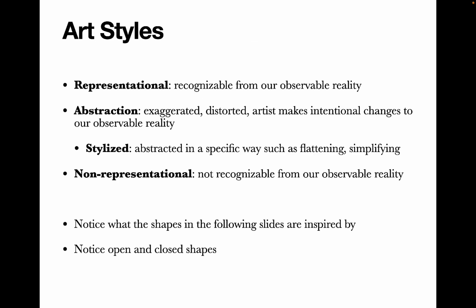So there's a lot of different art styles, and humans need to categorize stuff. Of course, not everything fits neatly into these boxes, but it does help us talk about artwork so we can have some kind of vocabulary that is consistent when we're talking about artwork. So representational art is stuff that represents images, objects, people, places, landscapes from our observable reality.